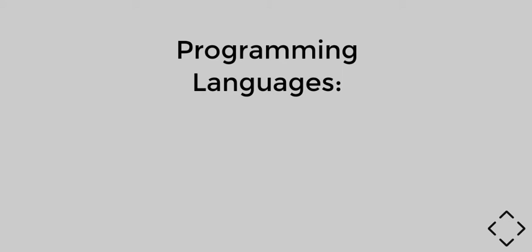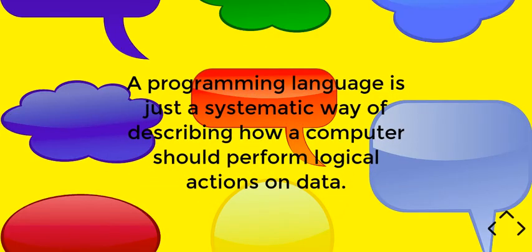Now, about programming languages. In order to describe things that you want a computer to do for you, the computer doesn't understand language like we do, right? So we have programming languages that enable us to speak with the computer. And even in the domain of programming languages, there actually are translators. And the programming language is, again, just a systematic way of describing how a computer should perform logical actions on data, right? And programming languages vary because some languages are better suited for different tasks than others, right?